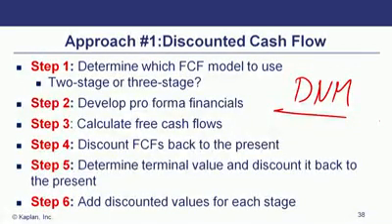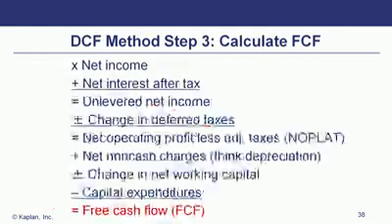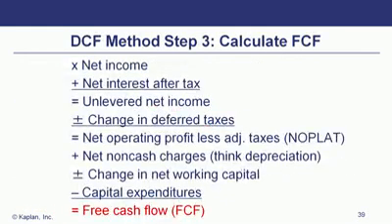Okay, then once we know what model we're going to use, we're going to have to do some forecasting to get the free cash flows. So forecast the financials, get the free cash flows, discount the free cash flows back, and then come up with a terminal value via the Gordon growth, and then add all that together in present value. You know this, all right? So there's nothing here that's new. You've been doing it since grade school. Well, maybe not grade school, but certainly since level 1, right?